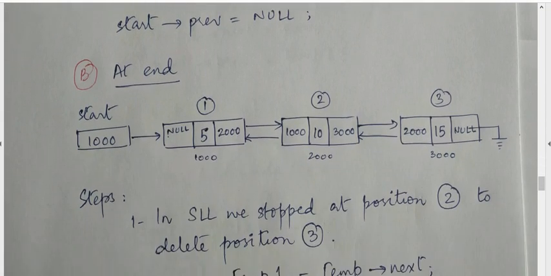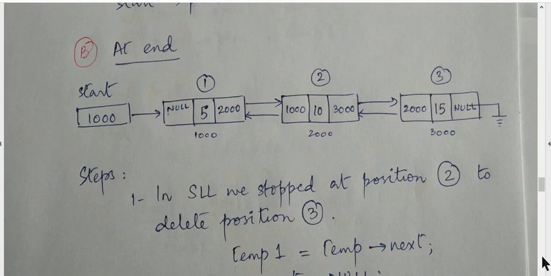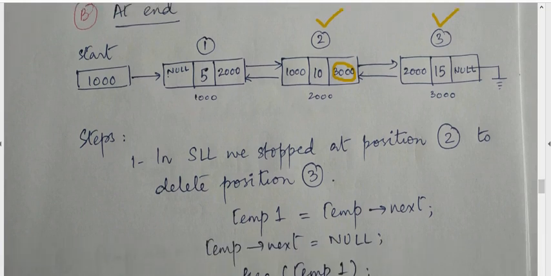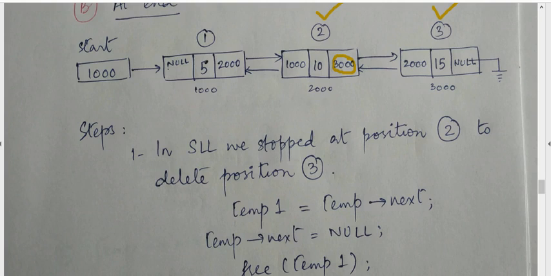Now delete at the end. If you have to delete at position 3, you have to be at position 2 ideally, because you cannot delete 3 while being at 3, as you have to update this pointer. When node 3 is deleted, this 3000 has to be changed to null. Okay, so in a singly linked list we stopped at position 2 to delete position 3, so we'll do the same thing here.